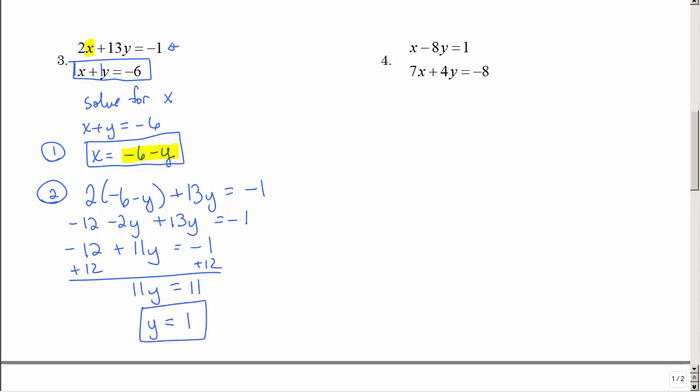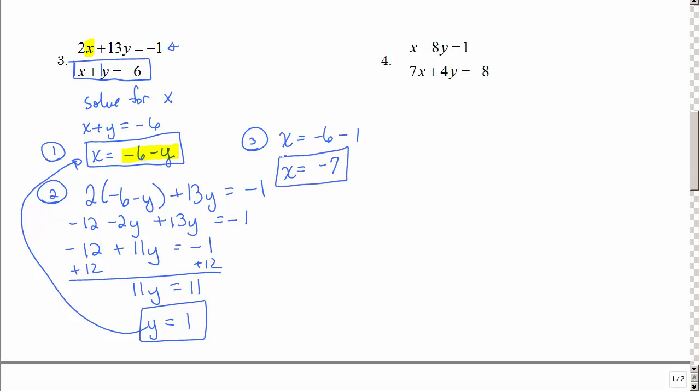Am I done? No. Step 3 says go back up here and put in your answer. So I have x equals -6 minus y, and y is 1. So x equals -7. Now I have solved that. I'm writing my answer as an ordered pair, x and then y. Again, you could check it in both of those, letting x be -7 and y be +1, and you would get true statements.